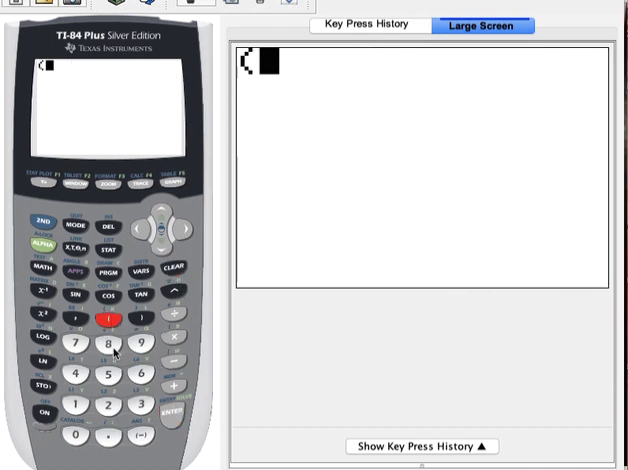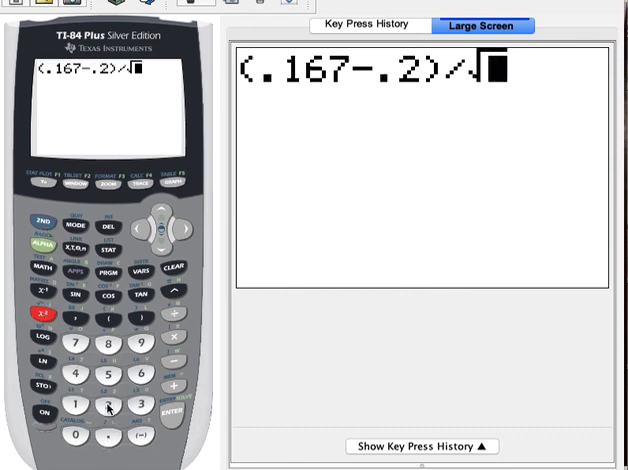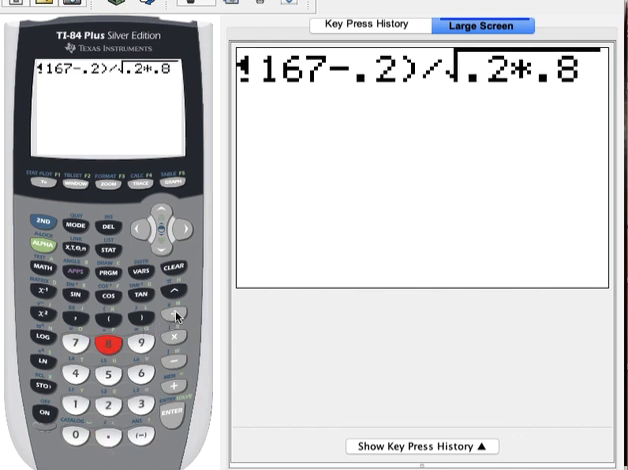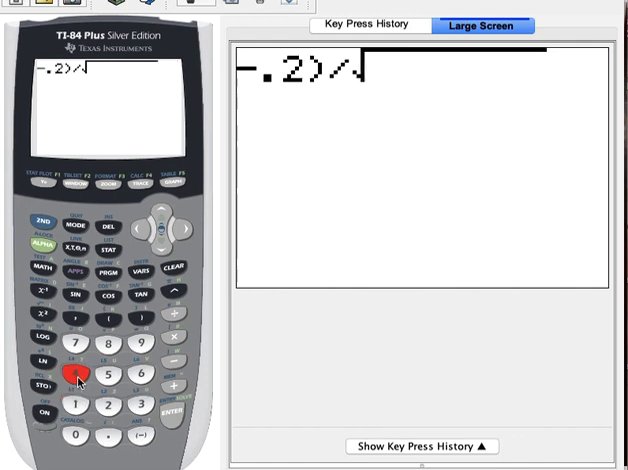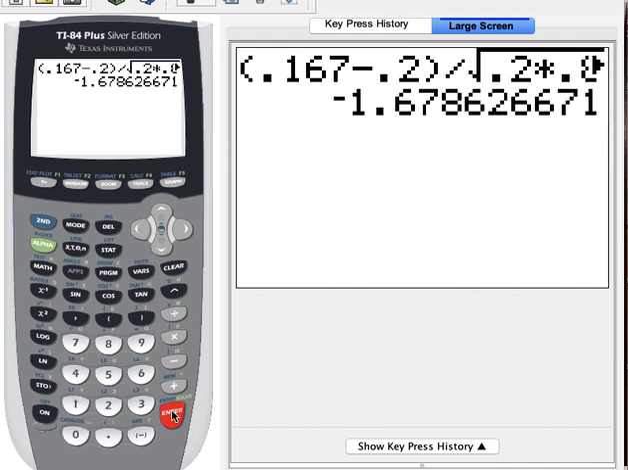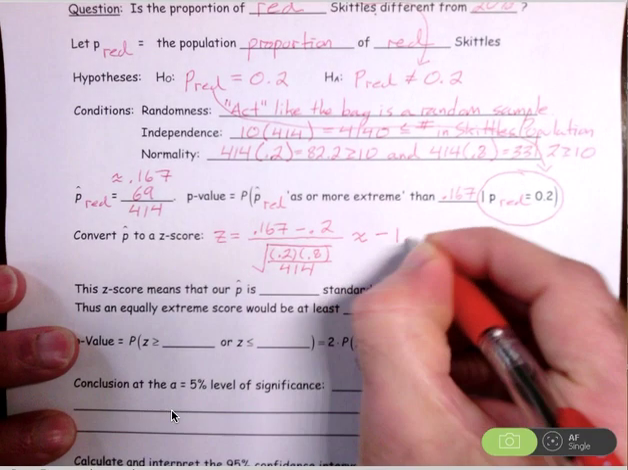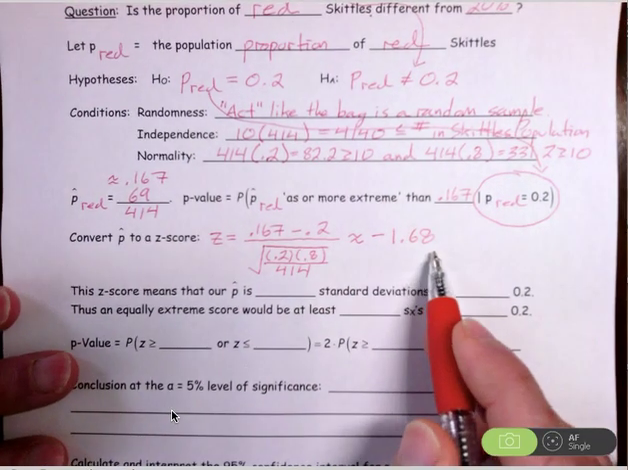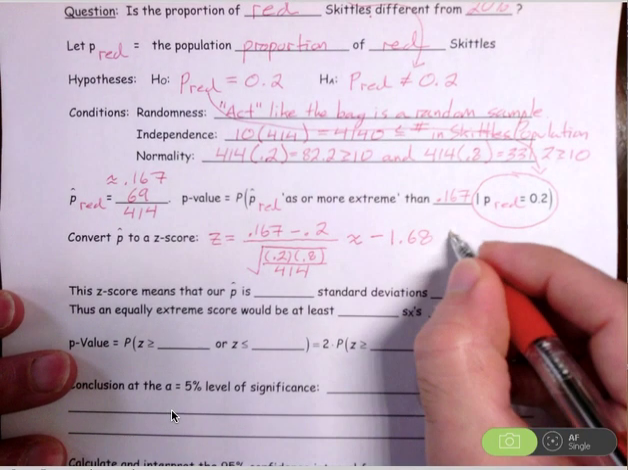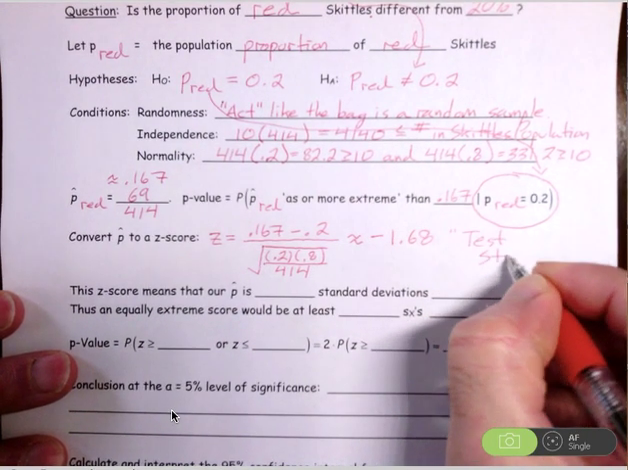So my numerator is the 0.167. I'm going to subtract the 0.2. And then I'm going to divide by the 0.2 times 0.8. And I'm going to divide by the 414. So I get negative 1.68, if you will, for my z-score. So that z-score is also known as the test statistic. And we'll see just in a second.